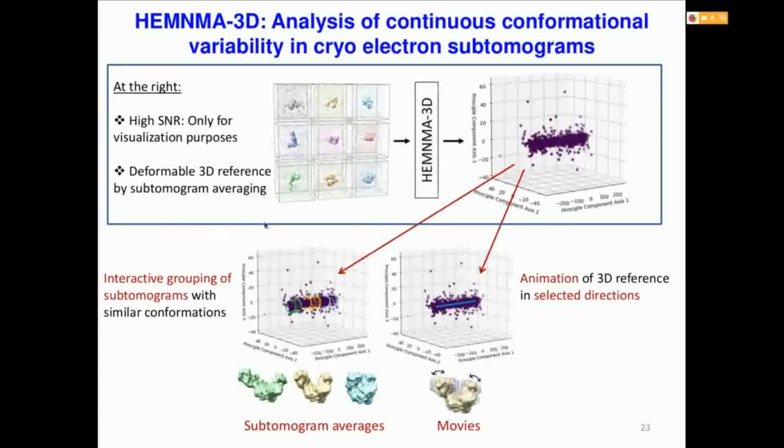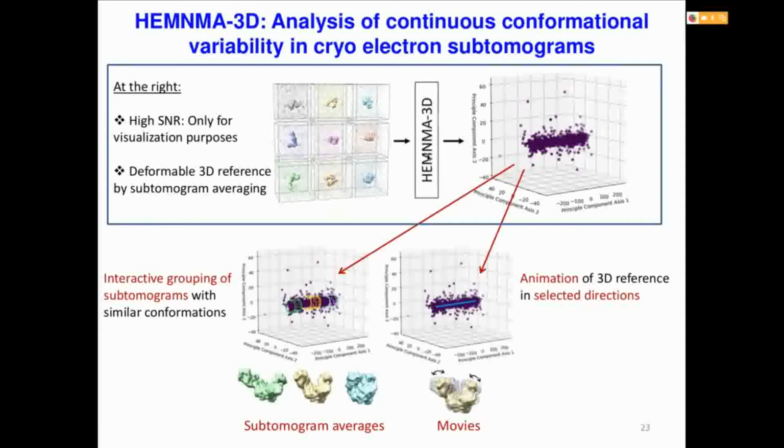So what we have done is that we extended HEMNMA to 3D. It takes subtomograms as the input. Here you see a particle very clearly in the subtomogram, but this is just for illustration. Normally you barely see the particle inside, and you need a 3D deformable model that can be either external, like an atomic structure or EM map, or can be obtained through subtomogram averaging from these subtomograms.